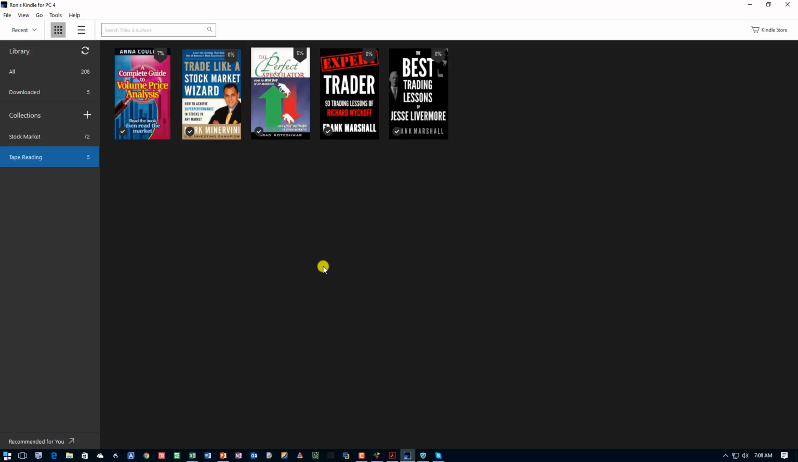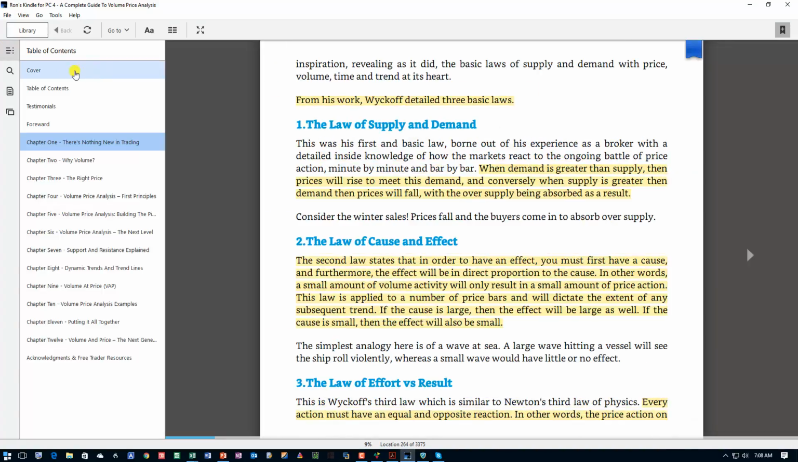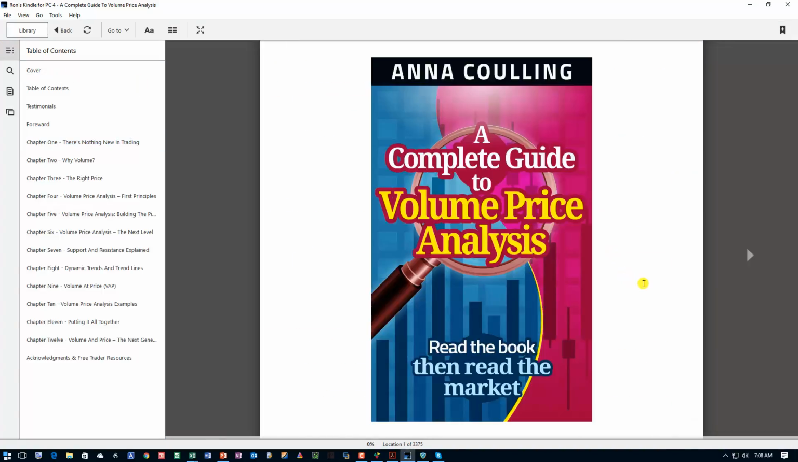Now, these are a few books that I recommend that you read if you're interested in volume price analysis or finding huge winners in the stock market. The first book that I've recommended, and I've recommended to many people, is Anna Coulling's book. Now, Anna's from England. She's a well-known trader. She's primarily a Forex trader now, but she's traded everything.